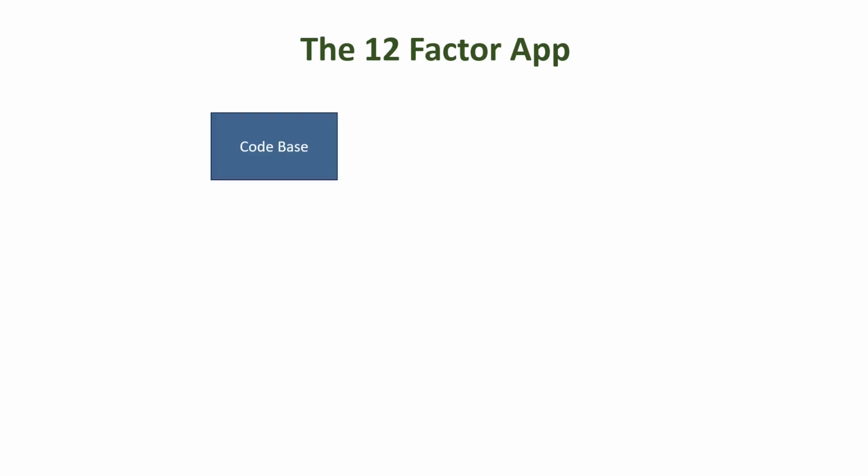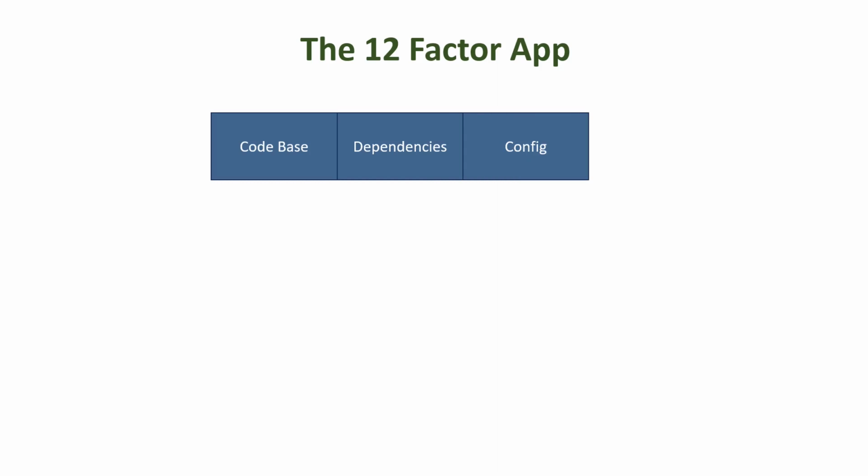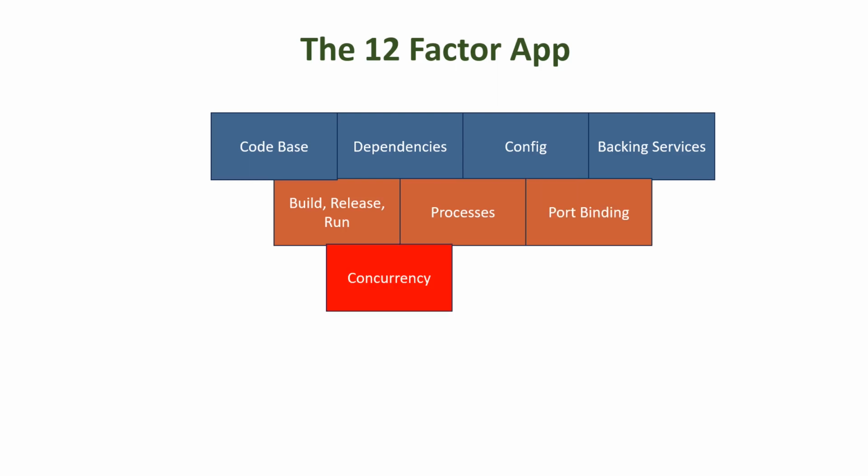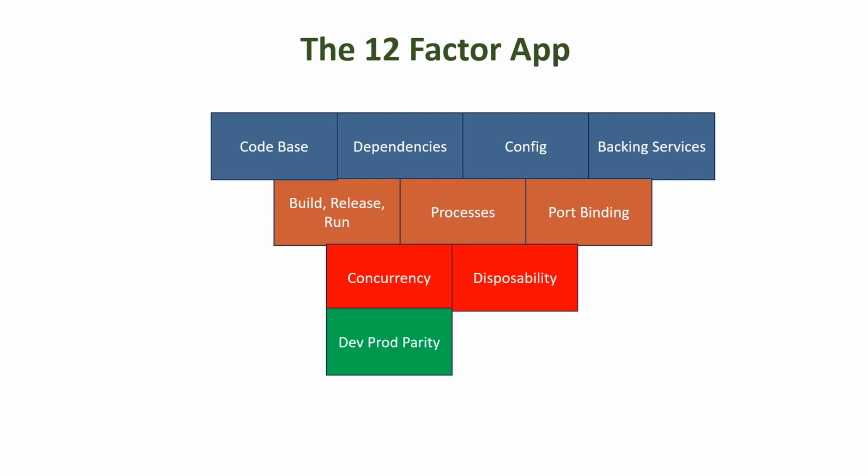So we have the code base, dependencies, config, backing services, build, release, run, processes, port binding, concurrency, disposability, dev-prod parity, logs, and admin processes. These are the 12 important points which are recommended to developers or DevOps persons so that they are able to build modern applications. So let's start with the code base.